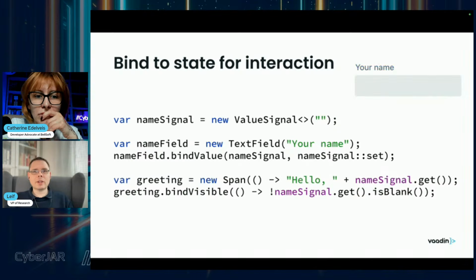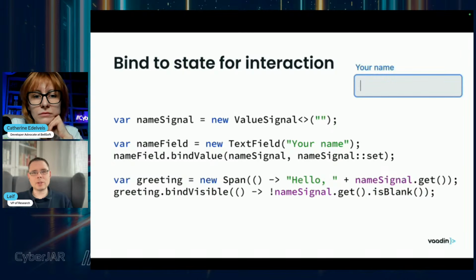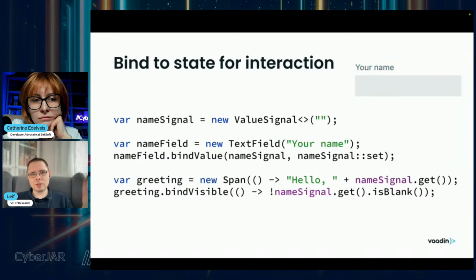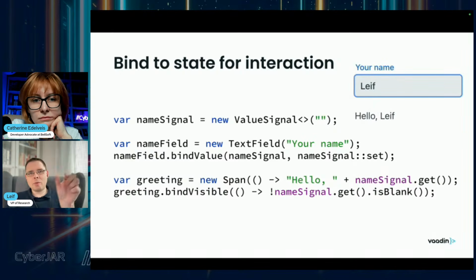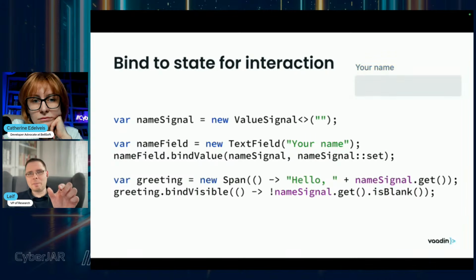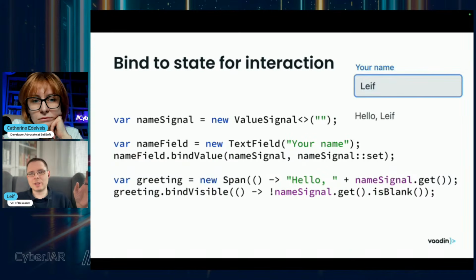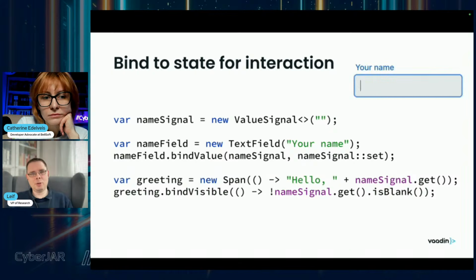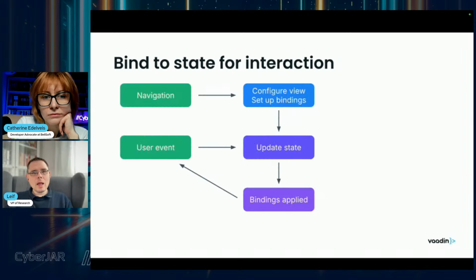So the new way of doing interactivity in Vaadin is based on reactive state management using something we call signals. So in this example, we create a signal containing a name value, and a text field that we bind to the signal. So we say that it should read the value from the signal, and then whenever the value in the text field changes, it should set that value directly into the signal. And then based on that, we can, for instance, create a span that shows a string based on the value of that signal, but also some other things. And also, for instance, configure the span to be visible only if the name is not blank.